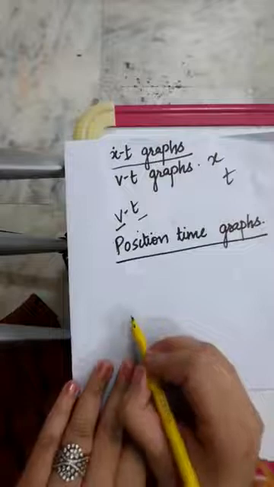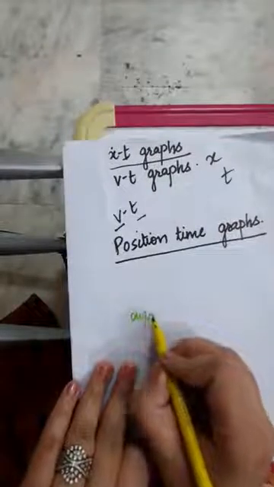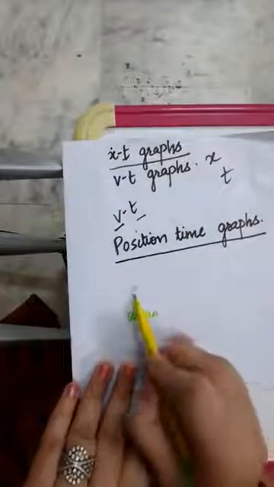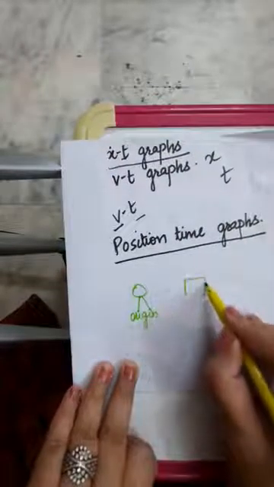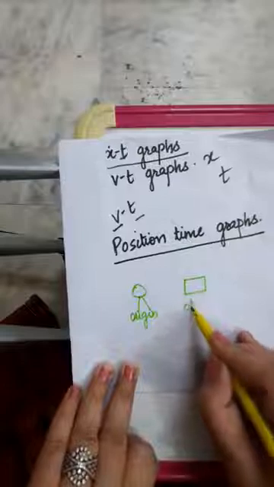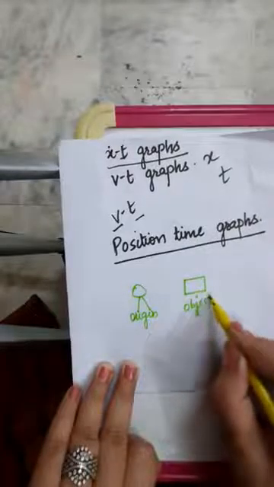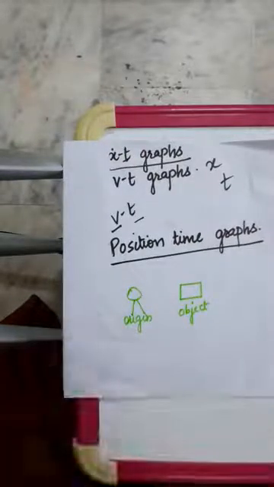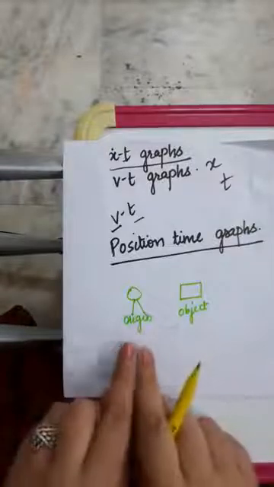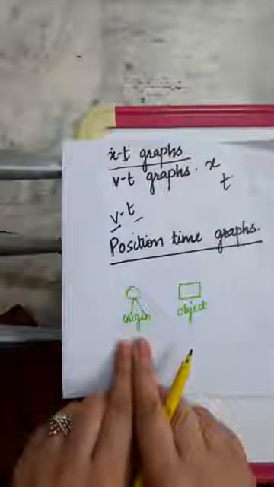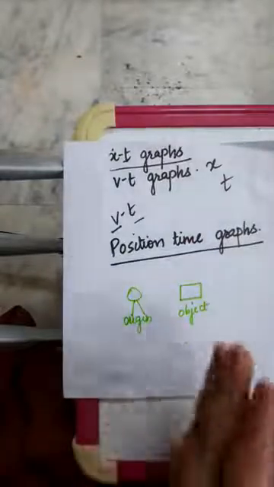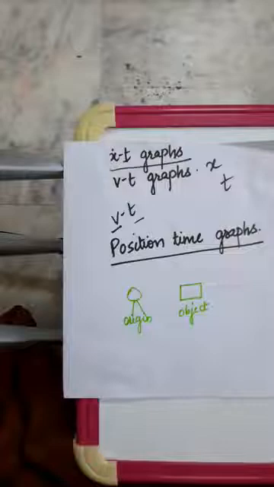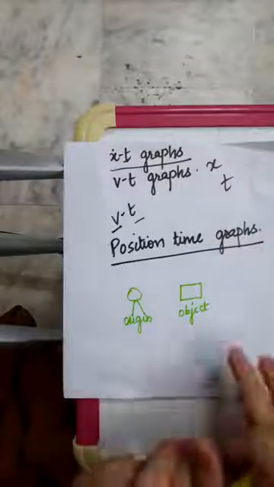Suppose this is the origin. This is the position of origin. And this is some object. Now I am going to define the situations by considering this origin, which is the observer standing at the origin, and the object. So case number 1, when the object is stationary.